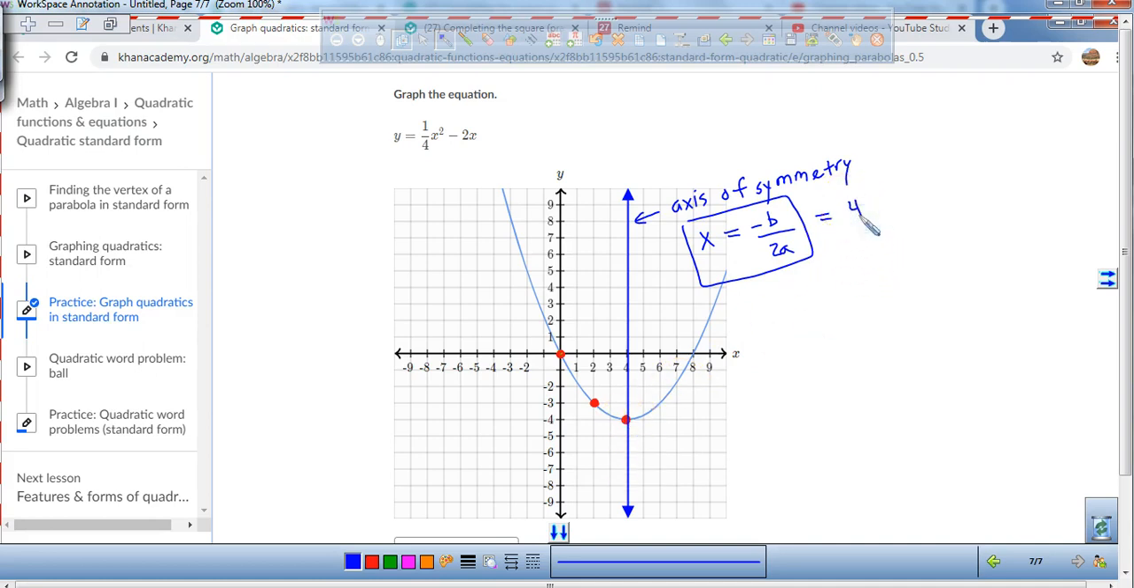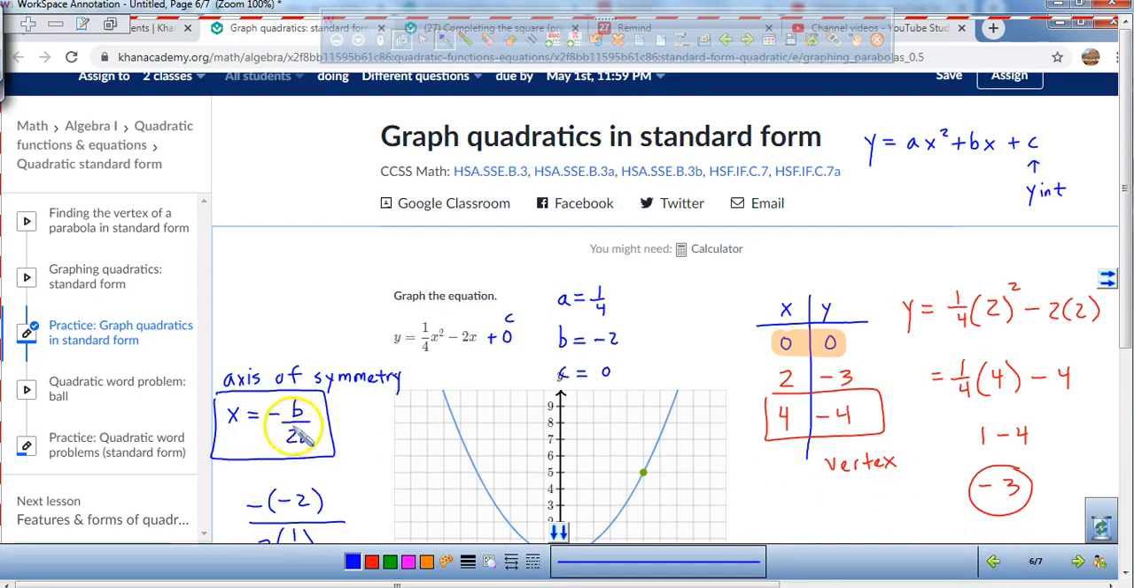Now once we found that, our vertex happened to be at (4, -4), but our axis of symmetry was x equals 4. Then we plug that 4 in here, and we got that negative 4. So once again, how are we going to solve these problems? The easiest way is to find 2 points, one being the vertex by using the axis of symmetry, and the other finding the c value, which is your y-intercept.